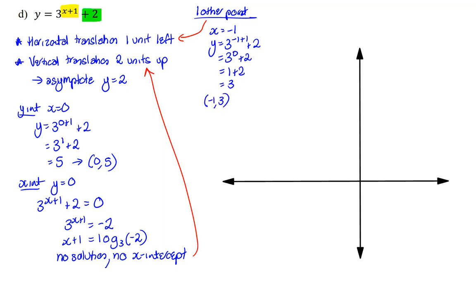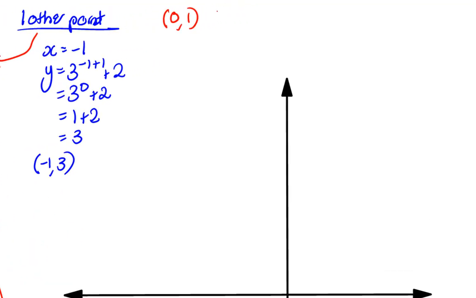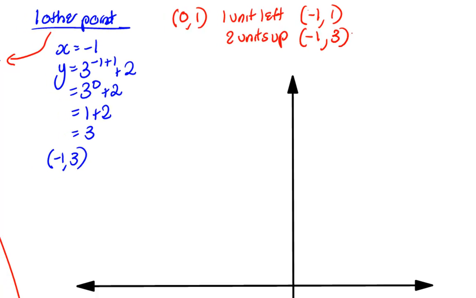If you think about it, that's the 0, 1 point being translated. If it goes 1 unit left, it becomes negative 1, 1. And then we have 2 units up, so 1 plus 2 is 3.